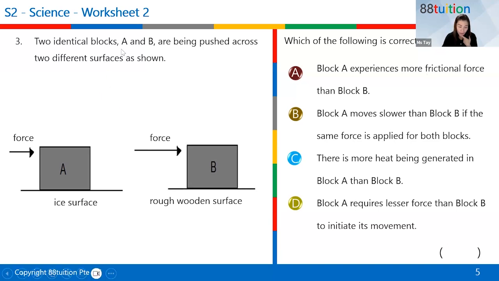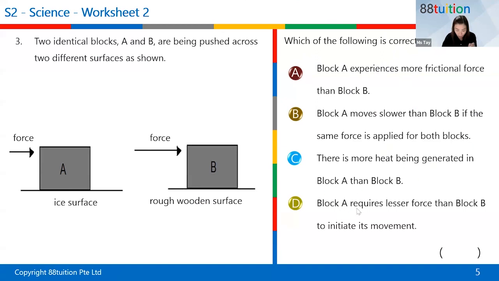Okay, so two identical blocks A and B, they are being pushed across two different surfaces as shown. Okay, an ice surface and then a rough wooden surface. Which of the following is correct? It's very easy. It's a giveaway. Questions like these can come up for the exam. Usually about maybe 30 to 40% of the questions will be this kind of very direct, straightforward kind. Yeah, for you to score certain marks, and to help everybody to pass.